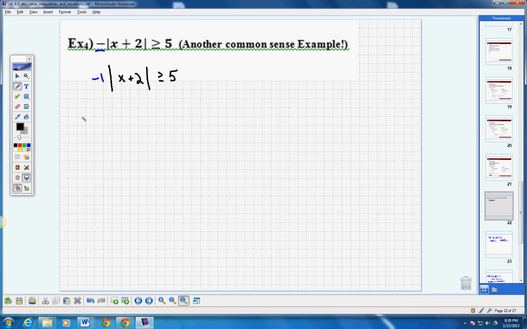I have to isolate the absolute value first. In order to do that, I can multiply or divide, but I'm going to divide by negative 1 and divide by negative 1. And when a negative comes along, you must flip it.